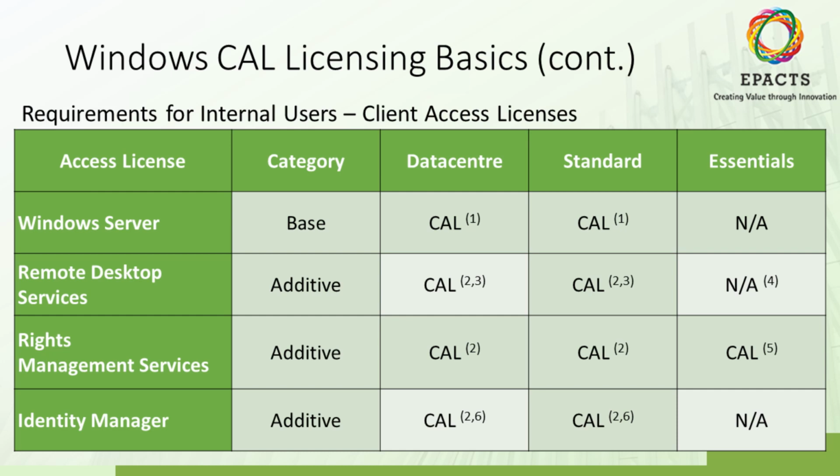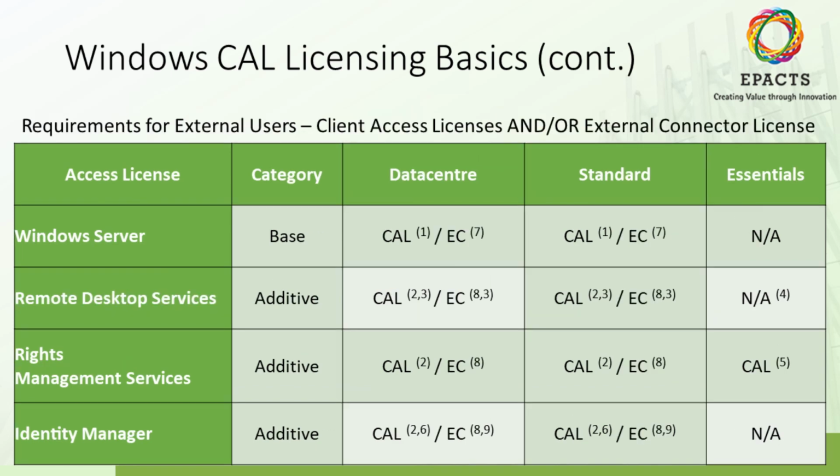For different editions, the CALs that we have are available only for your Datacenter and Standard edition. If you notice here, Datacenter does not give you remote desktop services, does not give you identity management services. The only thing that Essentials Edition has is your rights management. Same thing for external connector also. All your base and additive CALs are available for both Standard and Datacenter. In Essentials, the only thing you get is rights management.